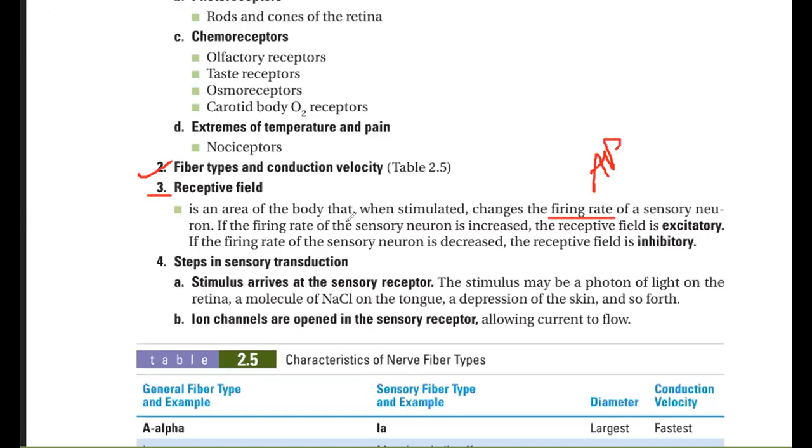If the firing rate of the sensory neuron is increased, the receptive field is excitatory. So the more the firing rate, the more excitation, that means the more depolarization, okay? And if the firing rate of the sensory neuron is decreased, the receptive field becomes inhibitory. So excitation is depolarization and inhibition is repolarization, or hyperpolarization, okay? So now we have to grab the concept of action potential.